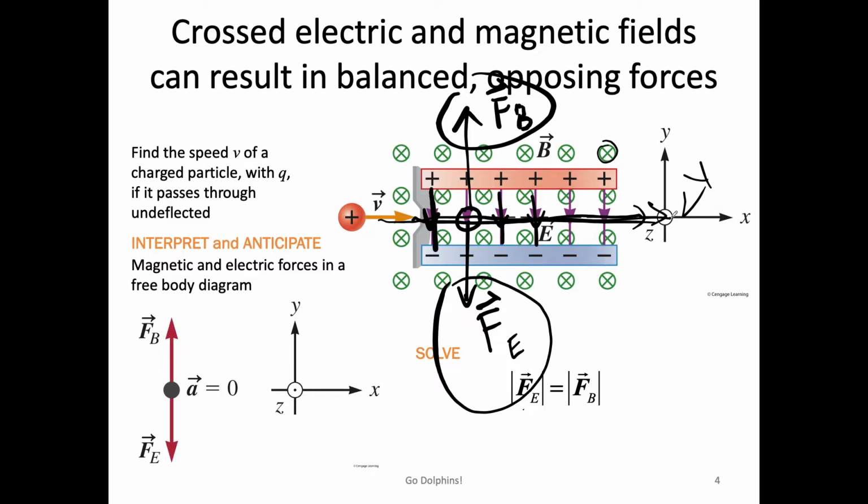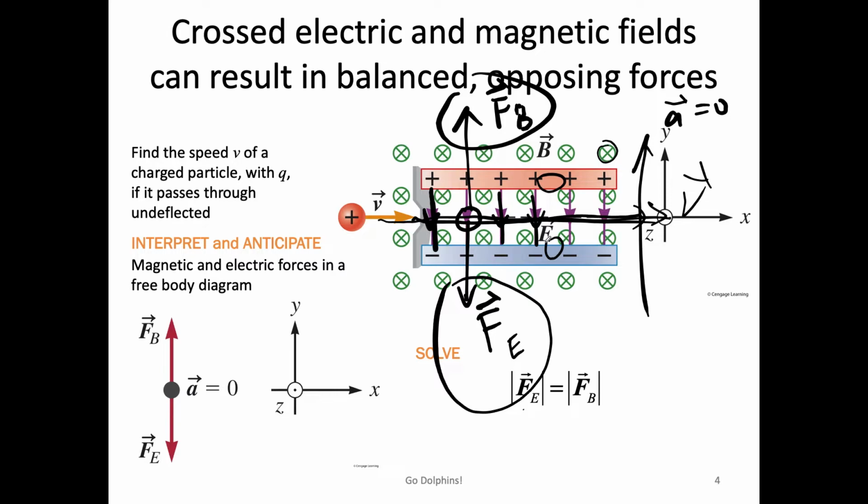So how can the charged particle move undeflected? Which means there's no acceleration in the y direction. So a has to be 0 in the y direction. If there is acceleration in the y direction, the particle is going to move and either be bumped into the positive plate or negative plate. So the requirement is acceleration zero.